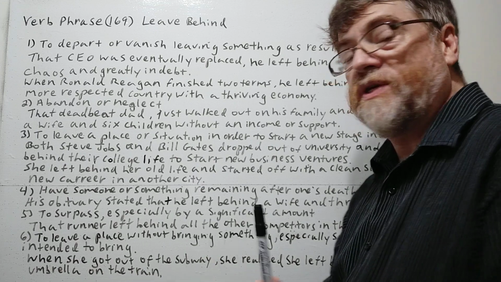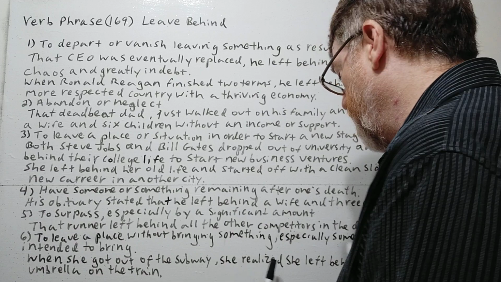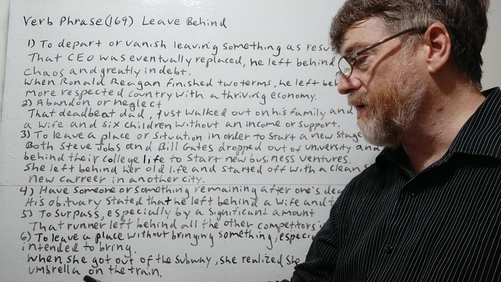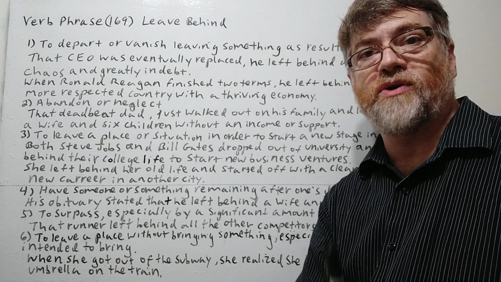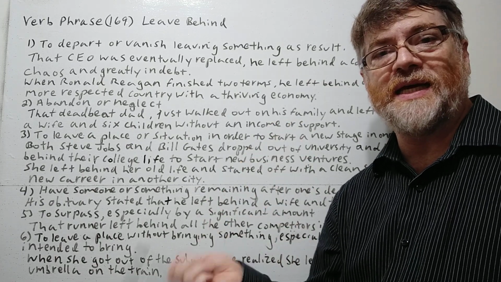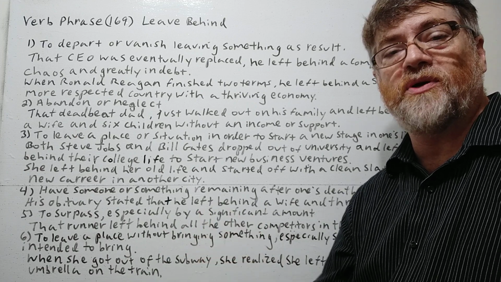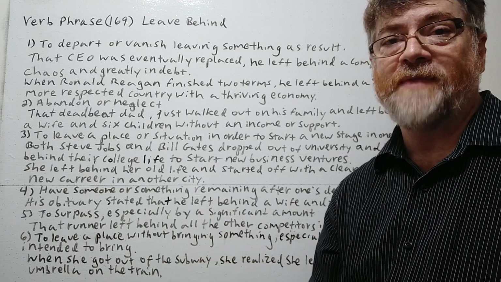When she got out of the subway, or she got out of the train, the metro, whatever you take, she realized she left behind her umbrella on the train. Oh, my umbrella! I forgot it. So she didn't take it. She intended to take it. Maybe she got distracted, put it down, put it aside, and she left it behind.